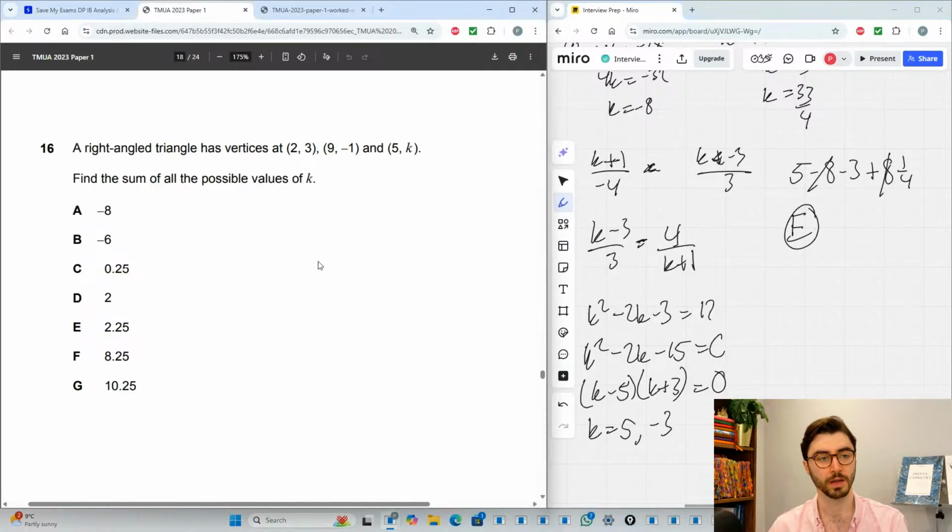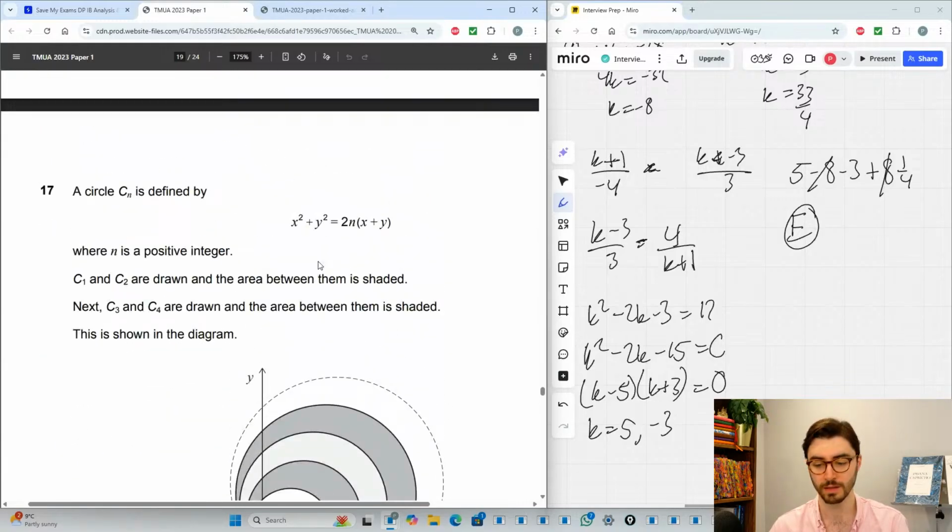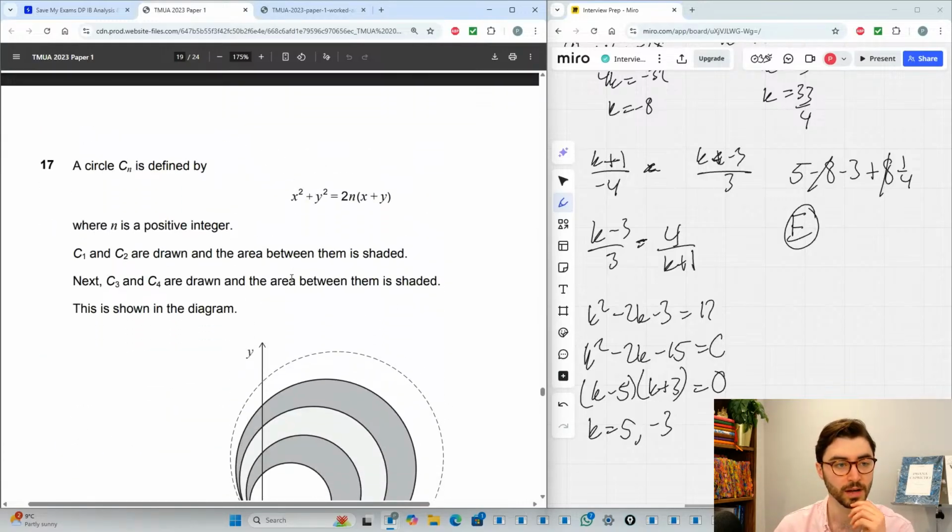Woo! Okay, we're getting into the tail end. We're getting into the tricky bit. I'm going to keep an eye on the clock now.